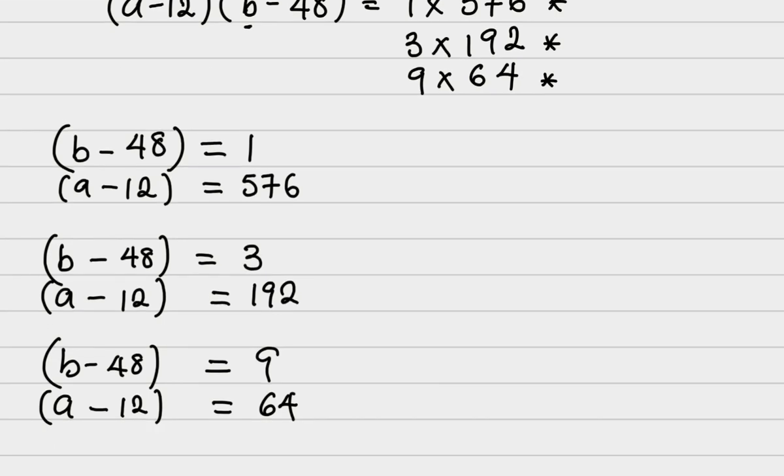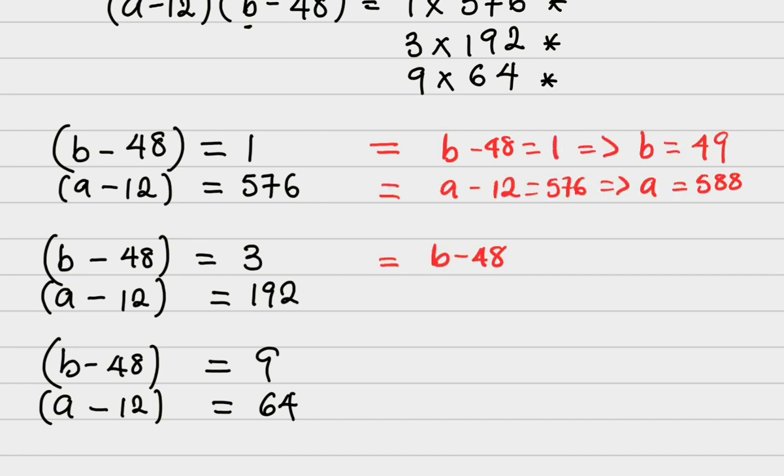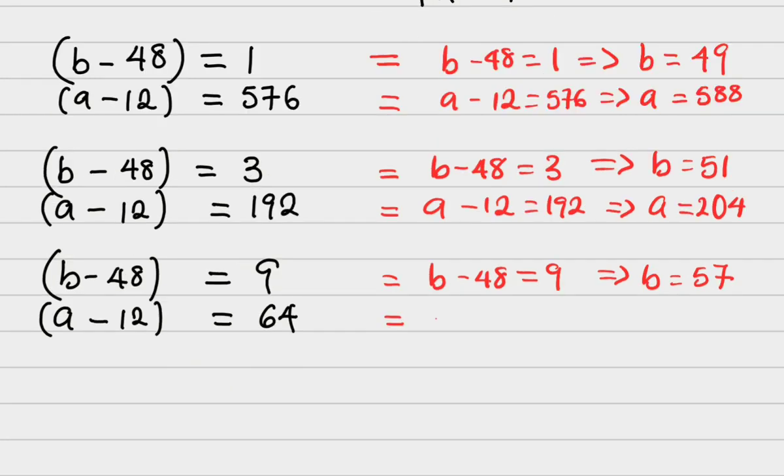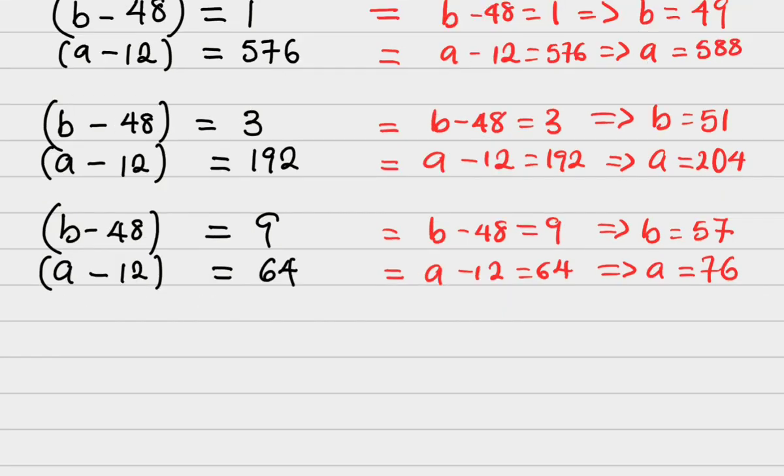So having this from this one, we know that B minus 48 is equal to 1, and it implies that B is 49. The last one, A minus 12 is equal to 64, implies that A will be equal to 76. So you can see we have our B's and we have our A's.